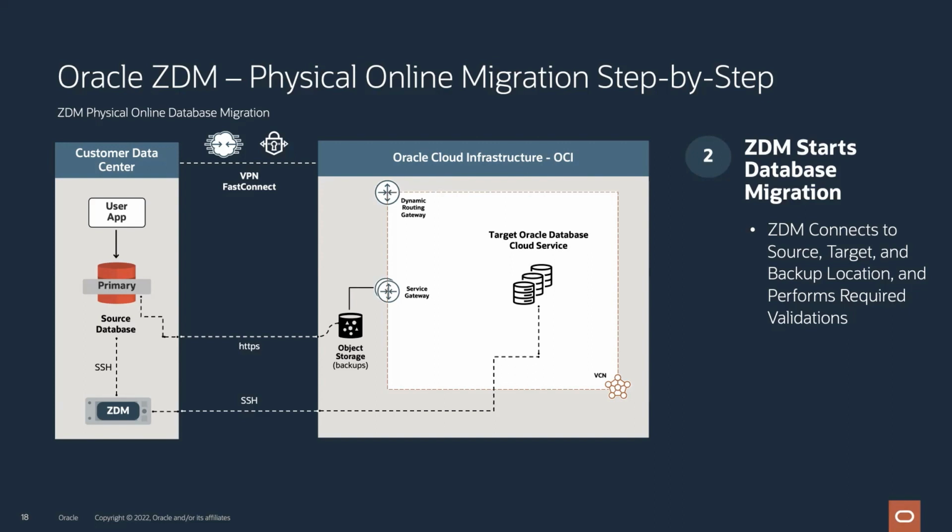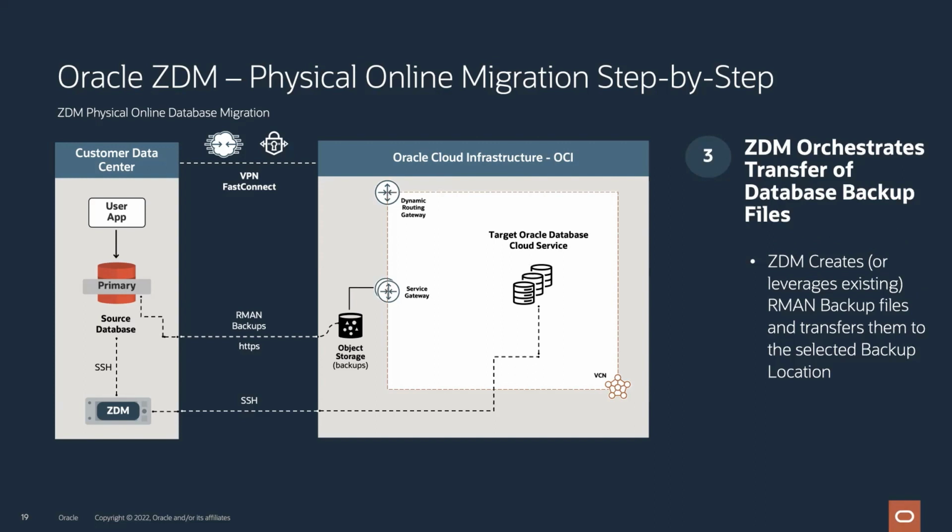So ZDM will connect to the source, the target, and the backup location, in this case being a bucket of the object storage in the customer tenancy, and perform all the required validations on the source, etc., just to be sure that the migration can take place. So it goes and checks everything, right? Versions and whatnot. Then what ZDM does is orchestrate the transfer of backup files between the source database and the object storage, right? We'll first have to create them, although we can use an existing one if you point to it.